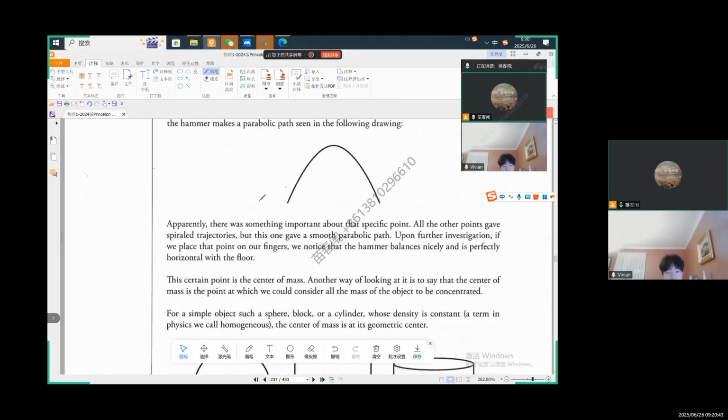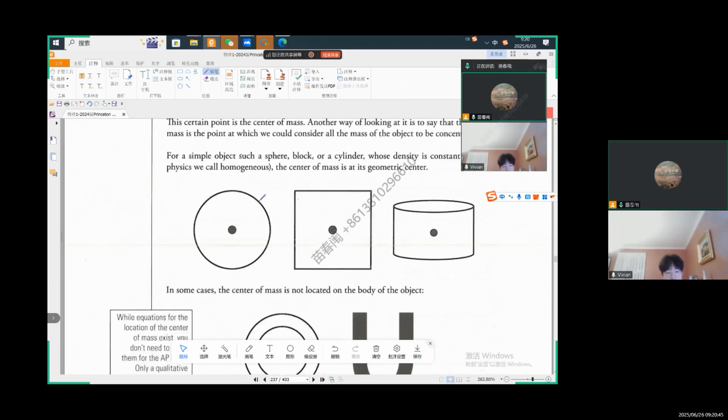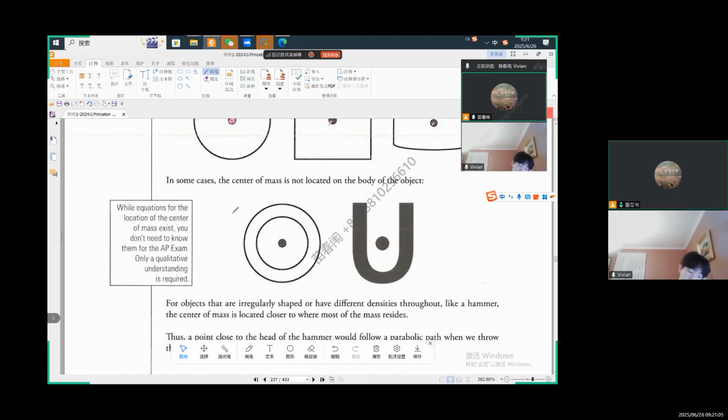So, and also where do we find it? In this geometric figure, which means regular size, and the density is constant, the center of the shape is basically the center of the mass, right? So this is easy to think. How about this one?